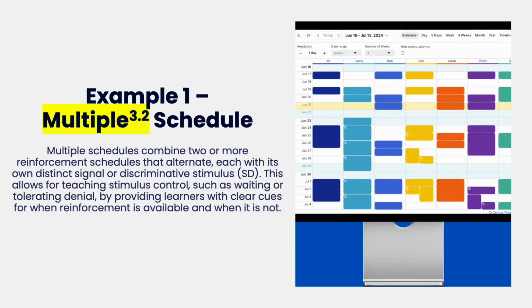But this doesn't always happen in the natural environment. Just like there's a schedule with the SDs, there's a type of schedule that doesn't have the SDs. So the person doesn't know when the schedule's coming or changing. But within multiple schedules with SDs, it allows for teaching stimulus control, such as waiting or tolerating denial, by providing learners with clear cues for when reinforcement is available and when it is not available.